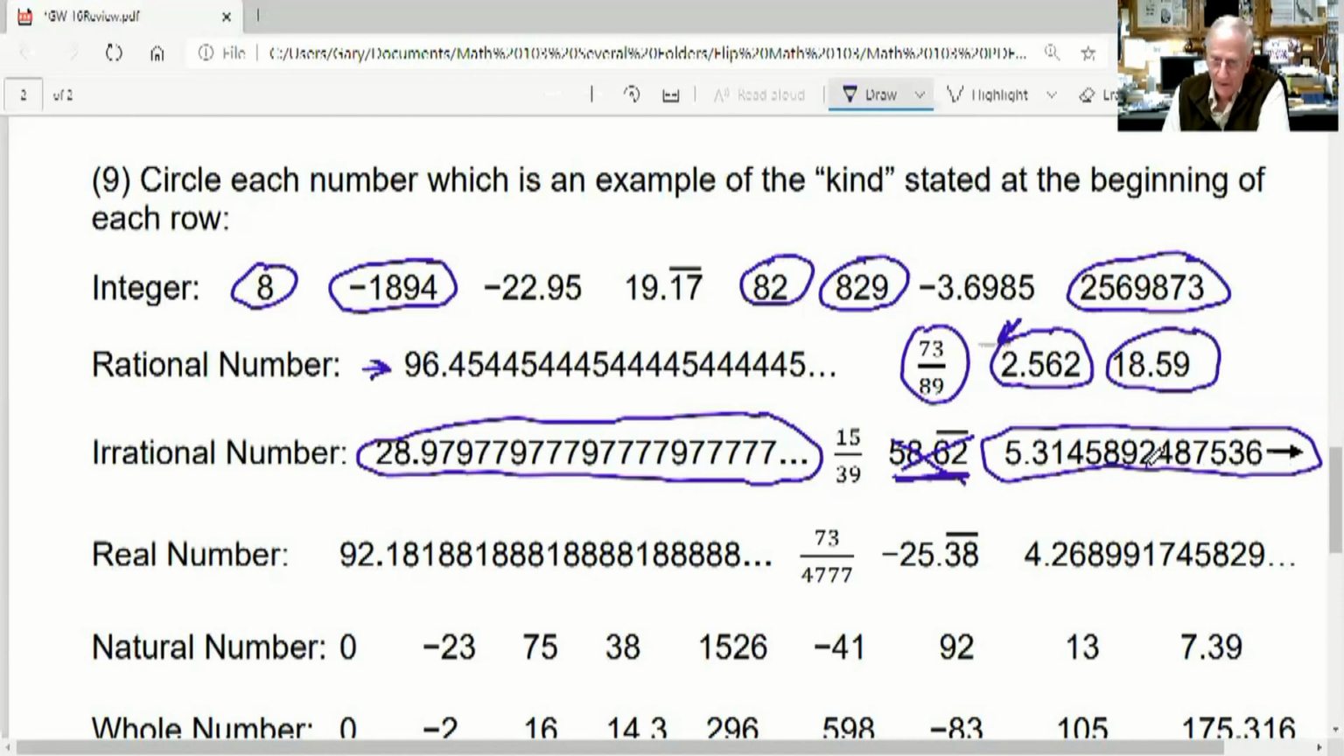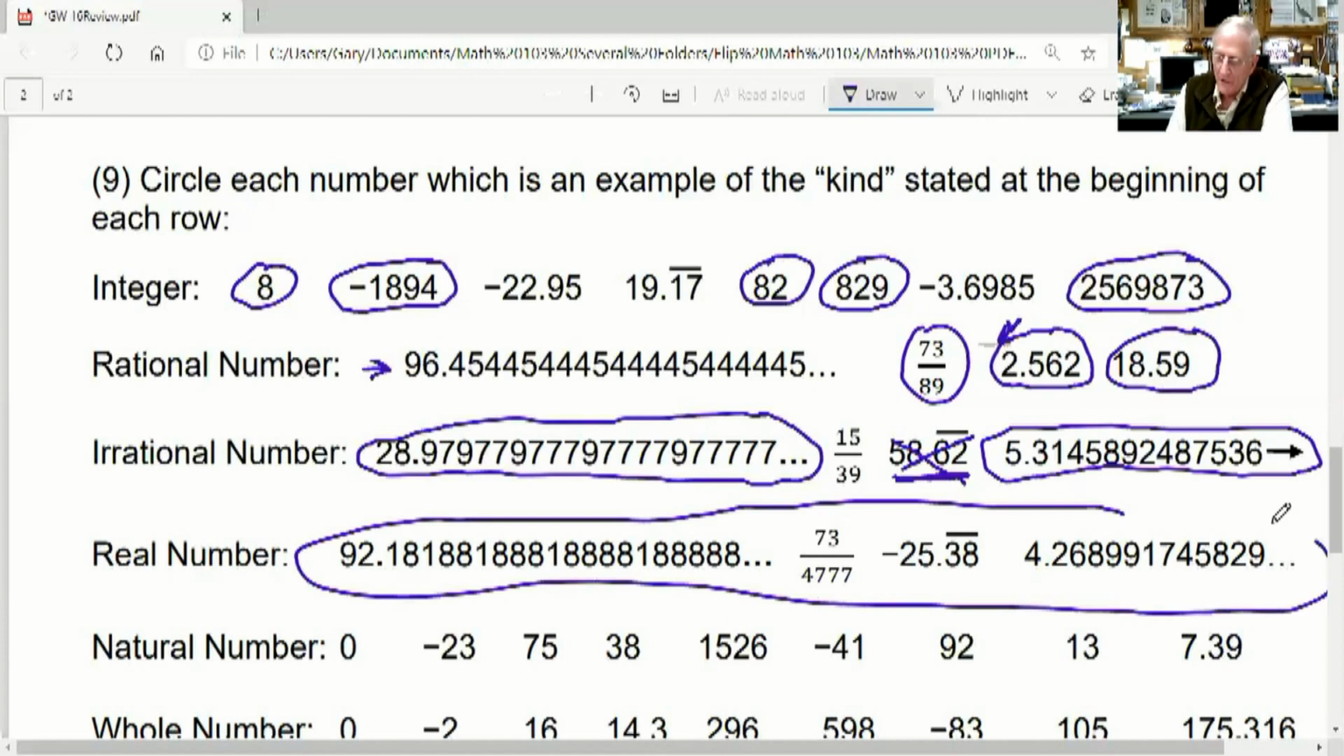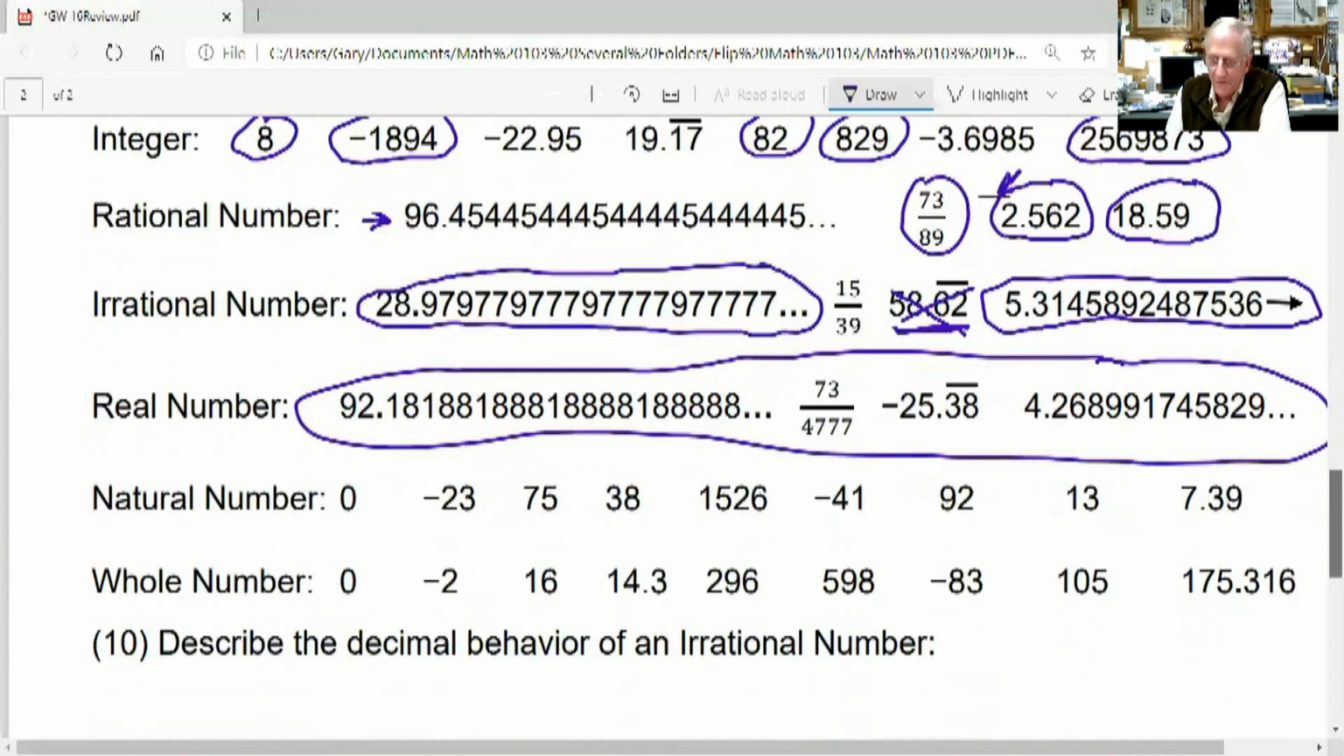Okay, look at the next one, real numbers. There is no number there that isn't real, right? All those numbers are different types of real numbers, okay? So I would circle absolutely all of them, all right? So they're all real.